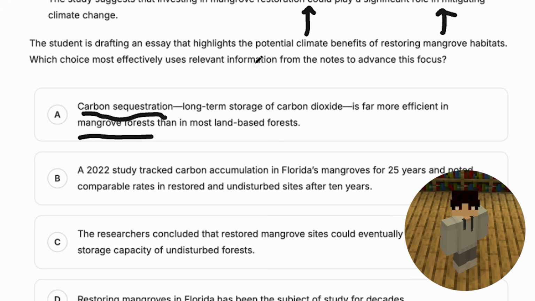But notice how they don't really mention anything about the environment. It's not really that clear what's happening here. They also do not even mention restoring mangrove habitats. They just mention that mangrove forests on their own are good. So this could be a good choice, but let's see if we can find a choice that's better.